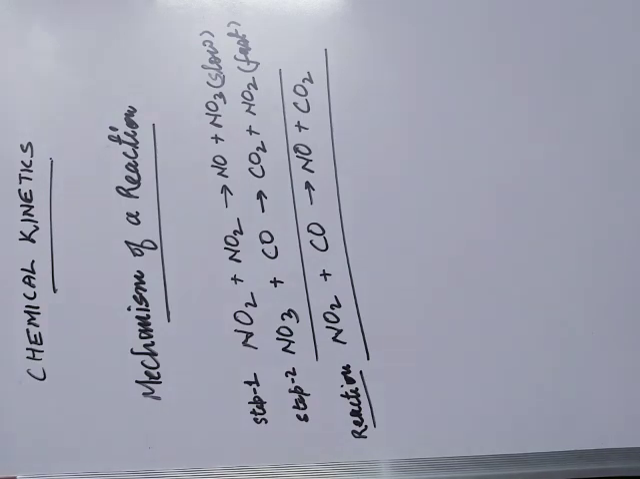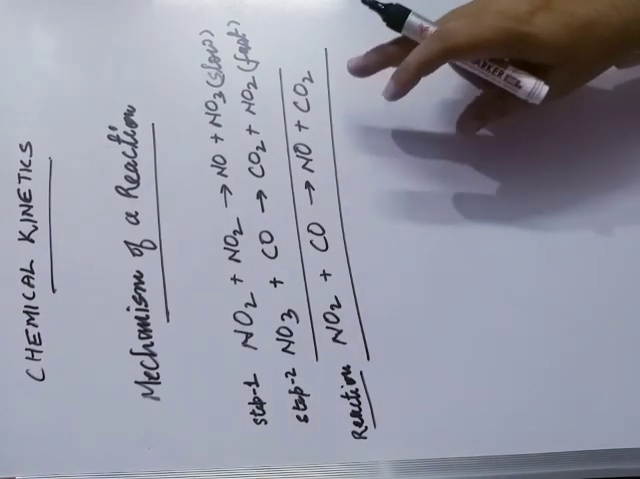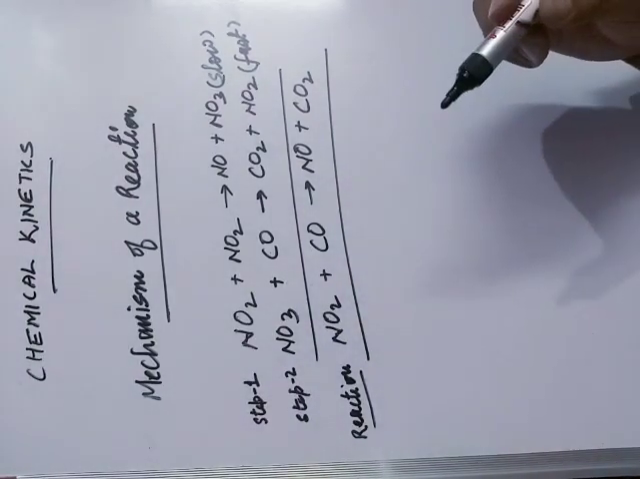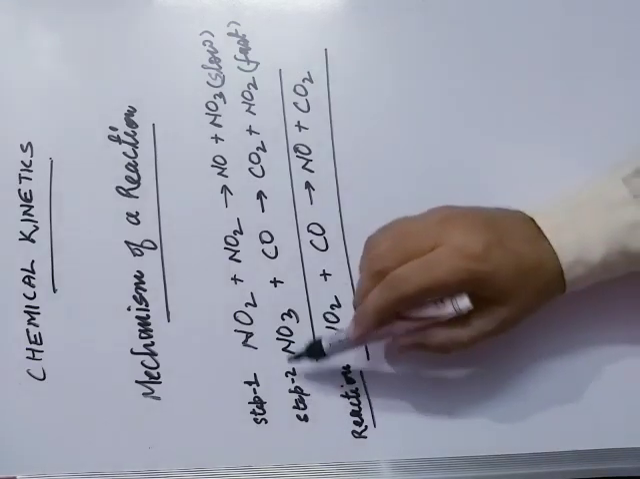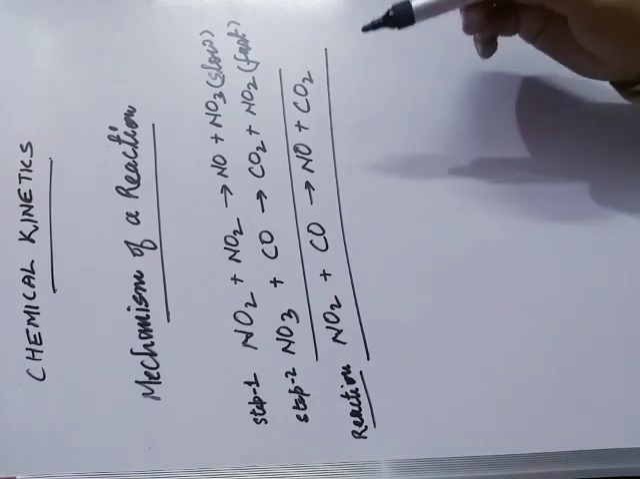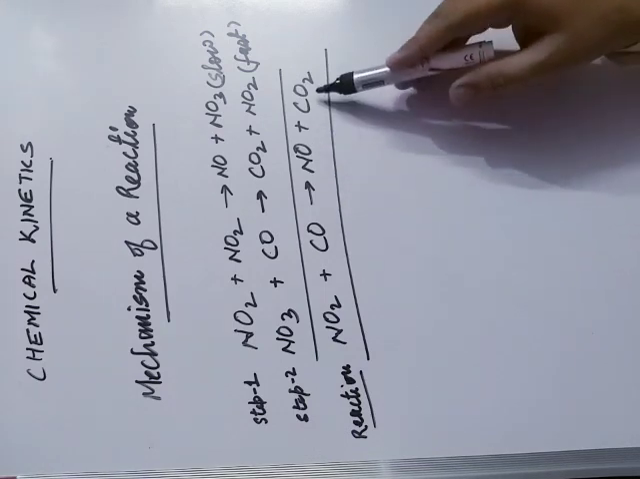Now one more topic we have in this chapter, chemical kinetics, that is the mechanism of the reaction. So what is the mechanism of the reaction? The study of the steps involved by which the reaction takes place. In a reaction we directly see the reactants and products, but under mechanism we can see how reactants convert into the product and what steps are involved. So the reaction is NO2 plus CO gives NO plus carbon dioxide. Nitrogen dioxide reacts with carbon monoxide, it gives nitric oxide and carbon dioxide.